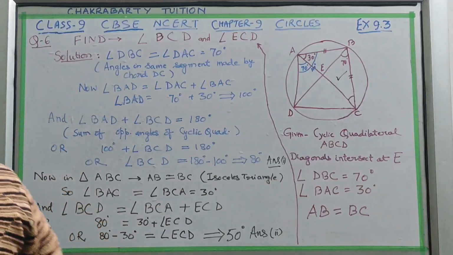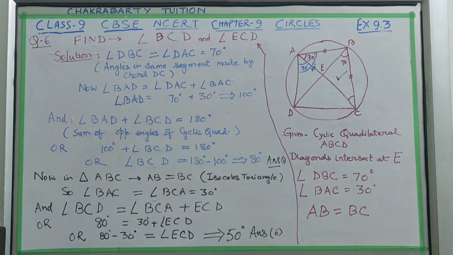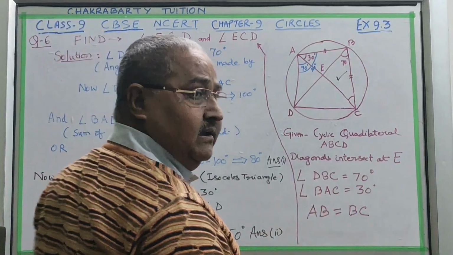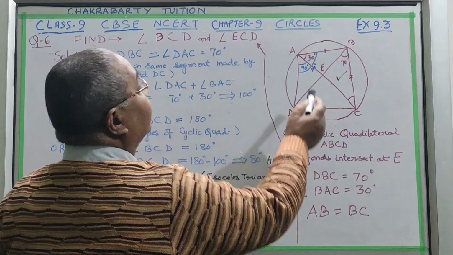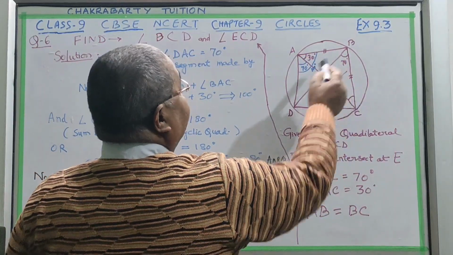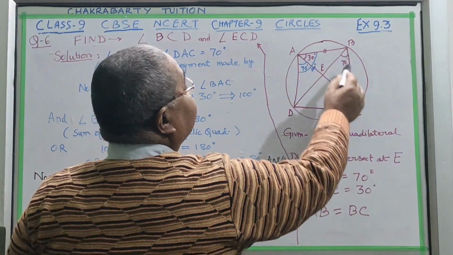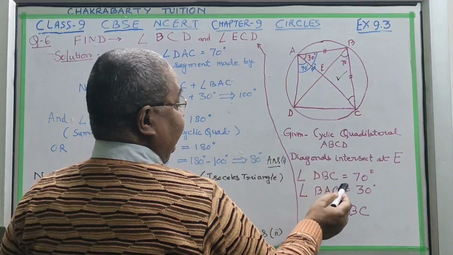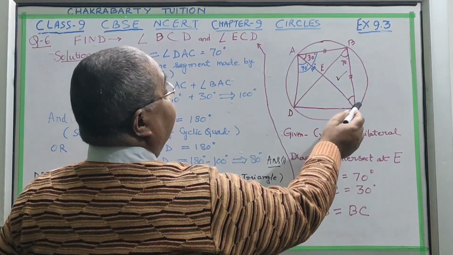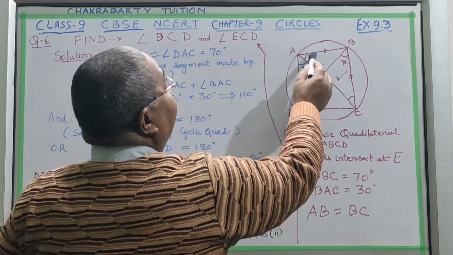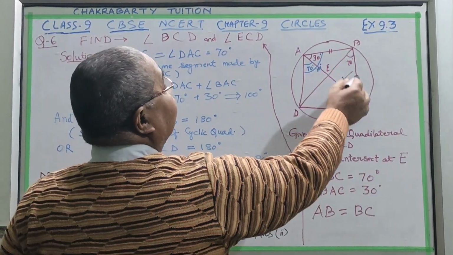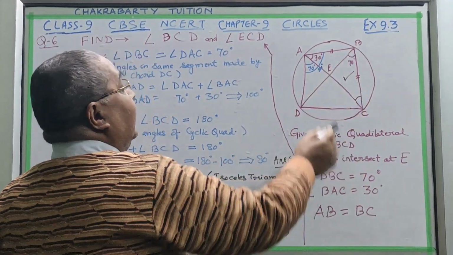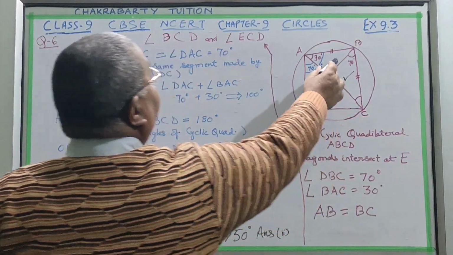So here angle DBC, meaning this angle, is 70 degrees. Angle BAC is 30 degrees. Angle BAC means this portion is 30 degrees. And line AB is equal to this line BC. Now here we are going to do.